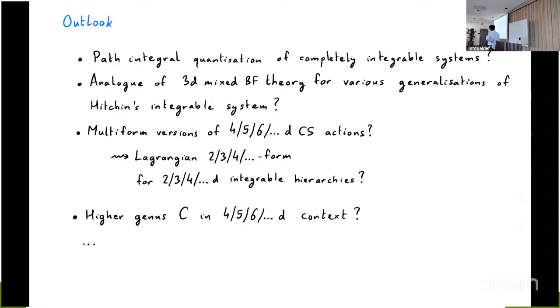And then a very interesting question, which Lewis alluded to, is what happens when you go to higher dimensions? So this was all finite dimensional, little n was a finite number. If you increase the dimension to infinity, the question is, can we similarly derive multiform versions of the 4D, 5D, 6D, and so on Chern-Simons actions? Do these describe Lagrangian multiform formulations of the corresponding integrable hierarchies? So we're now talking about the entire hierarchy. And can we play a similar game in high genus?